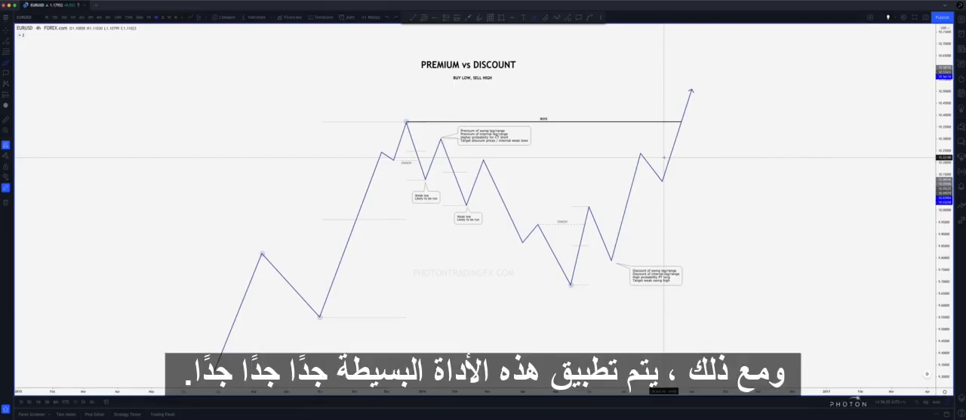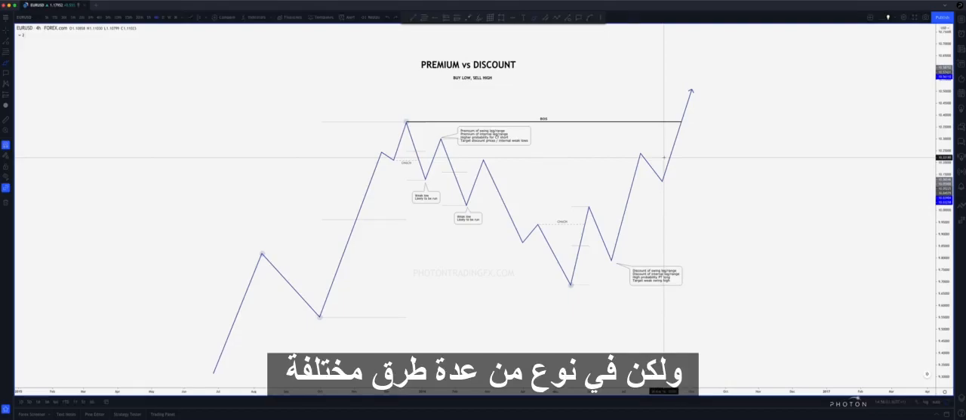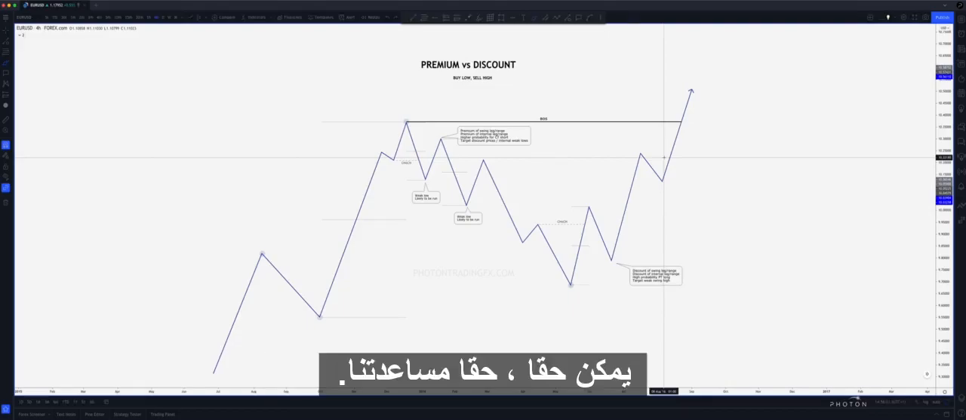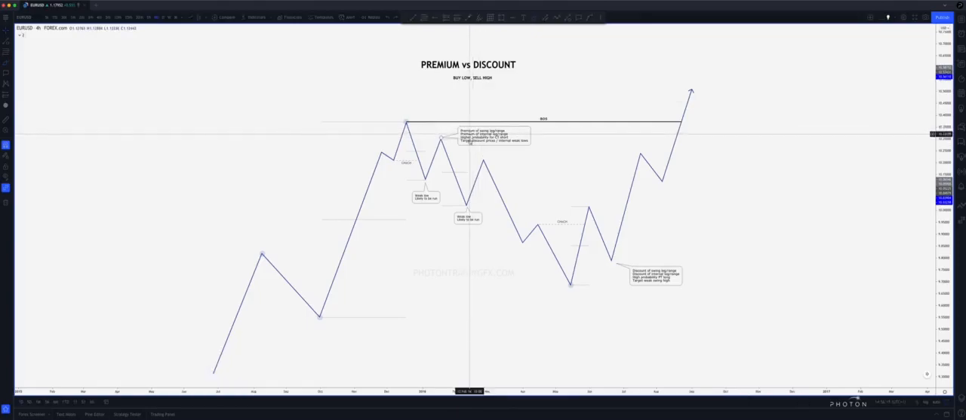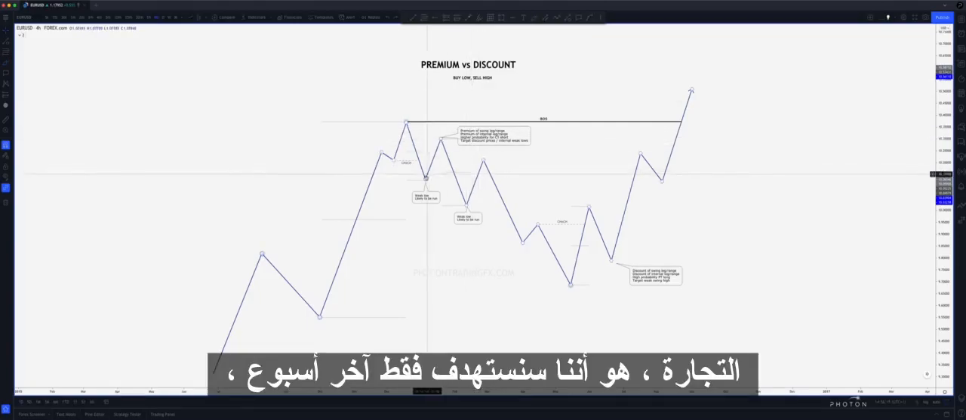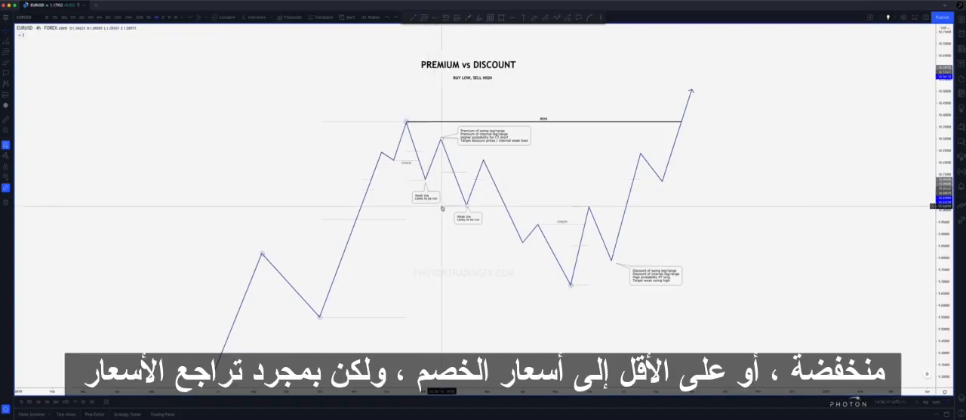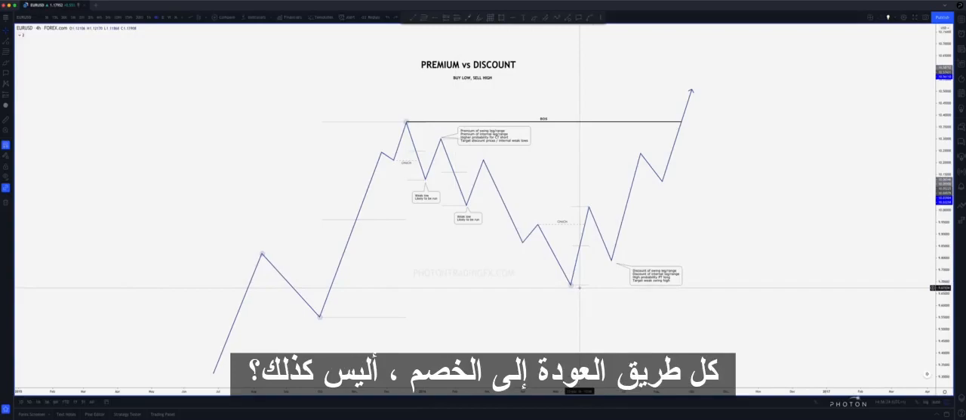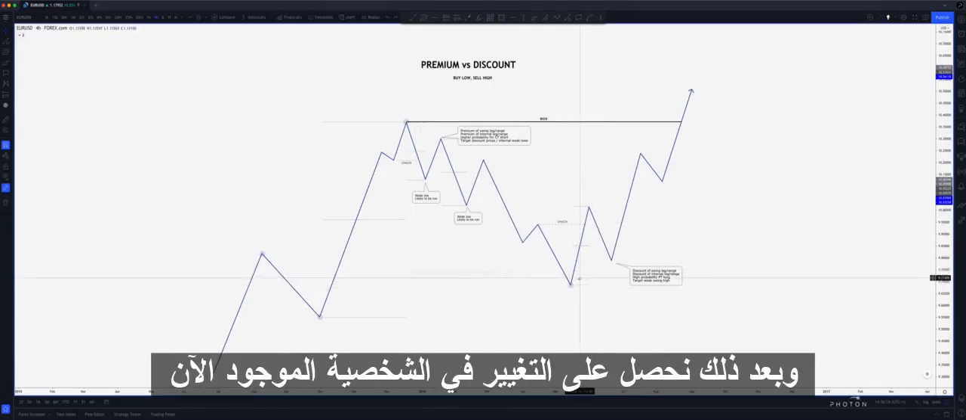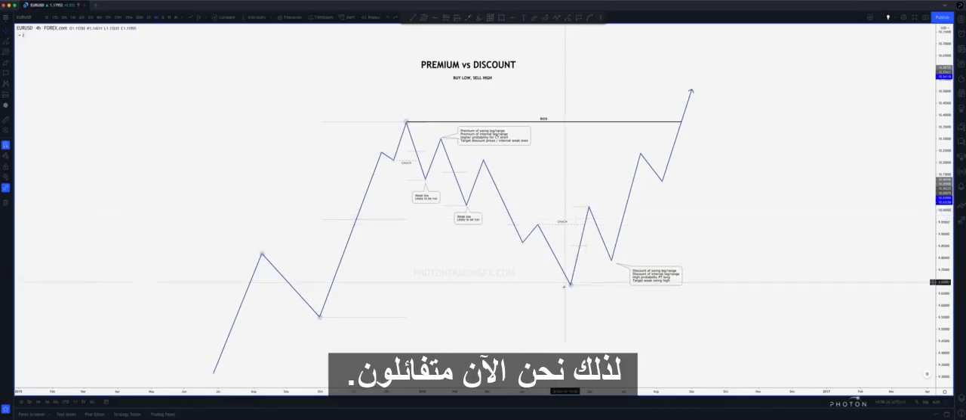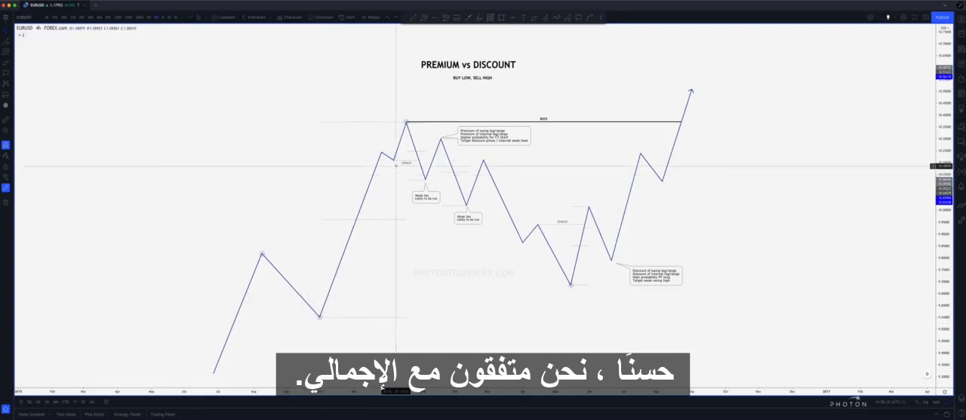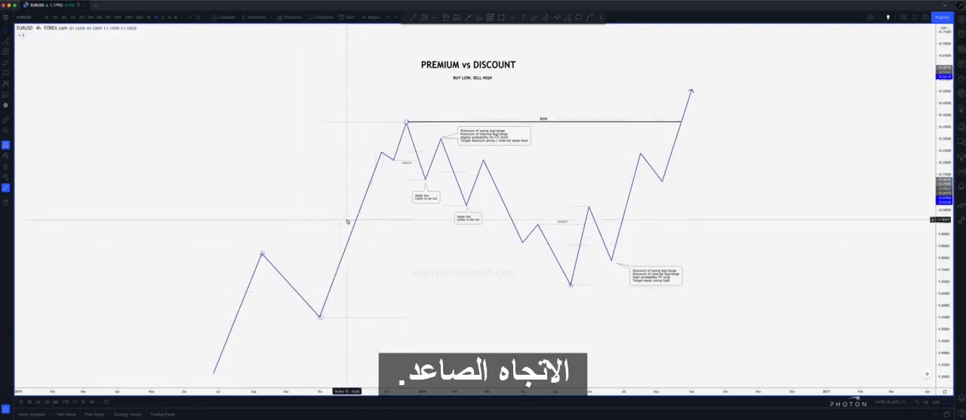Just applying this very, very simple tool, but in a number of different ways, can really help us. And again, you see how the difference with the counter trend trade is that we're going to just target either the most recent weak low or at least down into the discount prices. But once price has pulled all the way back into the discount, and we then get the change of character that is now in favor of the swing trend, I should say, so we are now bullish, right? We're in line with the overall bullish trend.